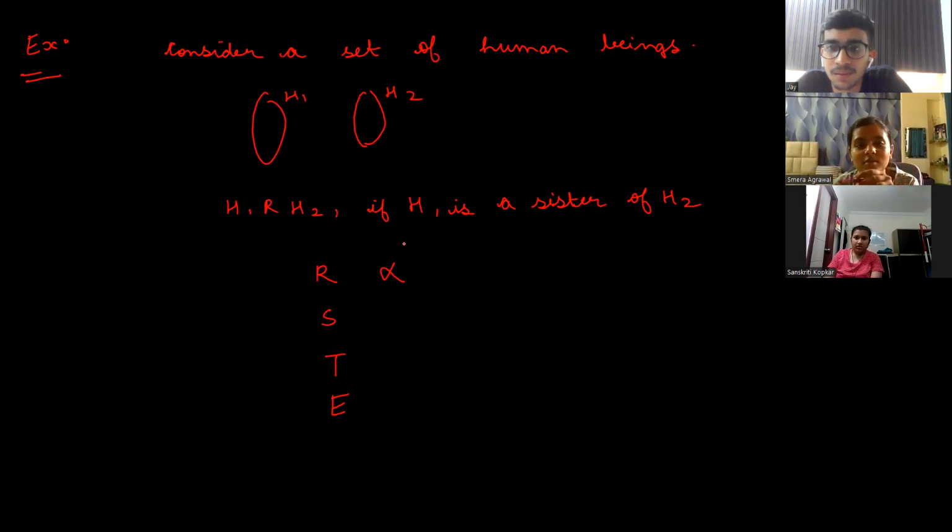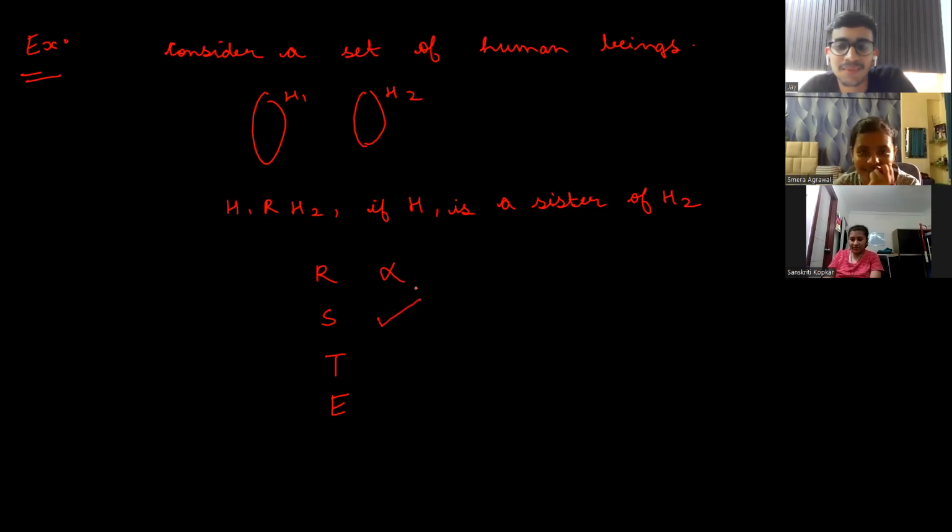Yes, sir. No, it could also happen that, let's say, one person considers her to be a sister and the other person does not. How can that be? Consideration is not the point. If H1 is a sister of H2, H2 can also be a sister of H1. No, I am saying H1 considers H2 to be a sister, but H2 does not consider that. Okay, fine, correct. It will be symmetric, okay.